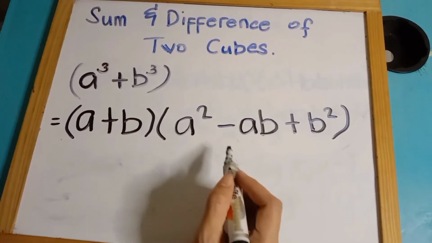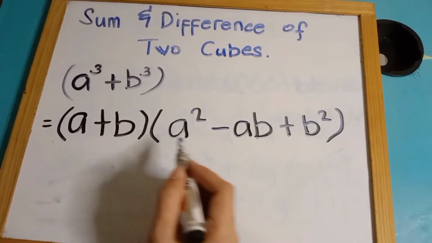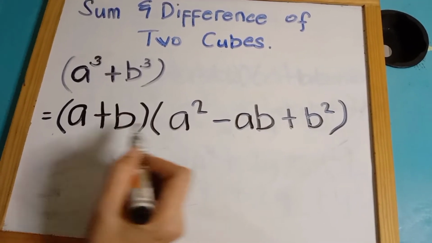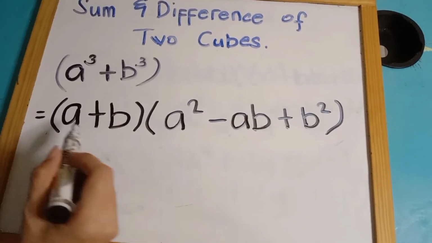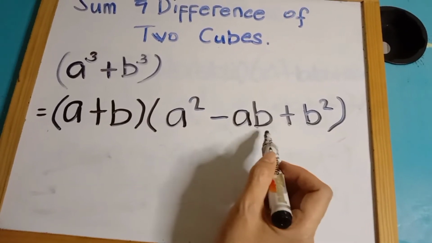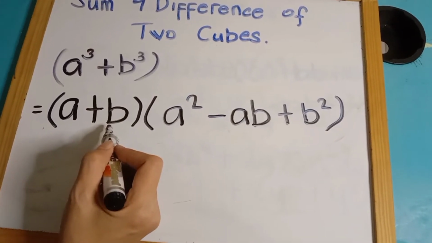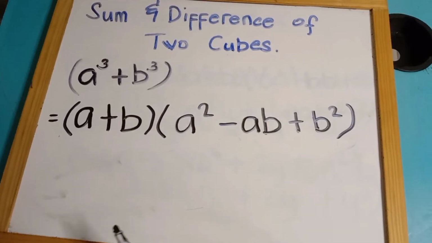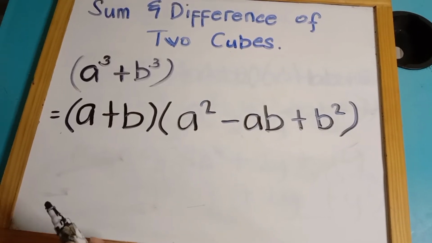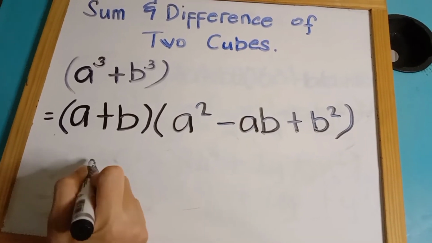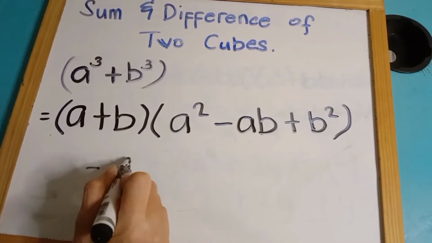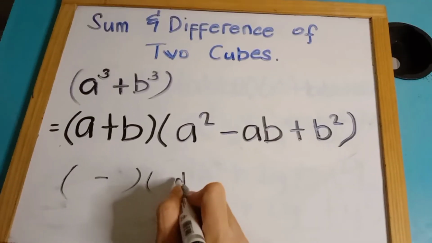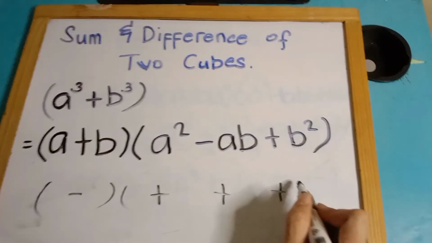And then the other factor, same process as well: square the first term, then the product of the first and last term. So a times b is ab, and then square the last term, that is b squared. But take note of the sign. Earlier, in our difference of two cubes, the sign is negative in the first factor, and then in the next factor it is positive, positive, and positive.